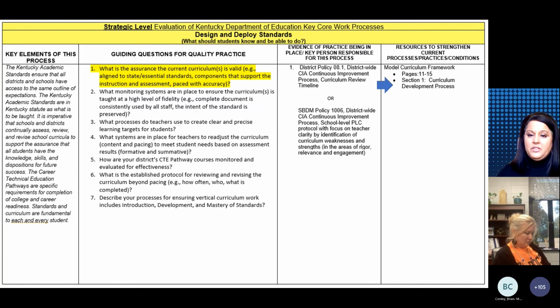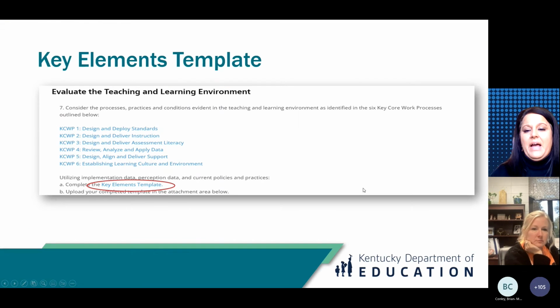So this column has been added just recently to add those resources on how can we look at this in the long term and in the short term as well, on how to improve this process or this practice or address this particular condition. And in this case, the example that we just provided would be to embed the model curriculum framework as our curriculum development process, and embed that as a system, and put that into our policies, whether it be our district policy or our school policy. And that becomes an ongoing process that strengthens that curriculum validity, and of course the system in revising that curriculum and pacing information. So that's a great resource as well.